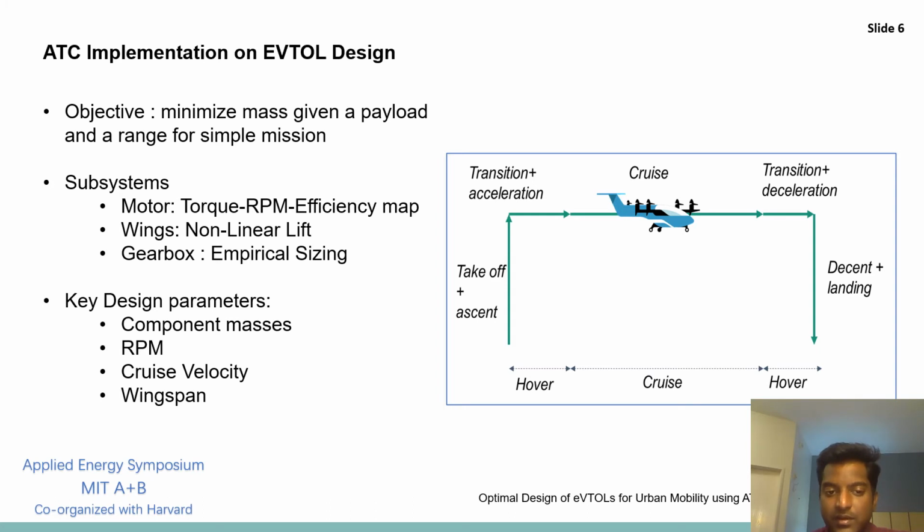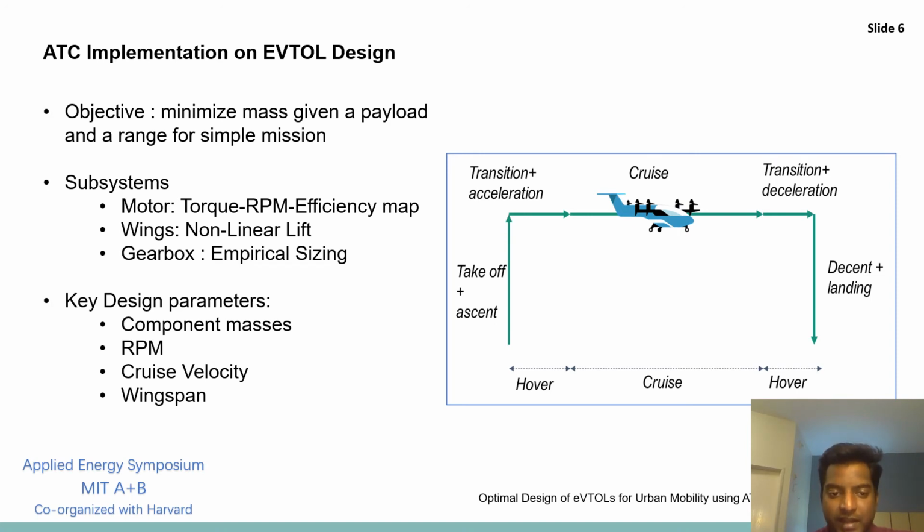For the motor, we are using a torque, efficiency and RPM map, so that we can determine the RPM point. Based on the RPM point and the operating torque point, we can determine what the efficiency of the motor is going to be. And for the wing subsystem, the functionality is to compute the overall lift that is generated at a particular cruise velocity, and it does so by using nonlinear lift theory.